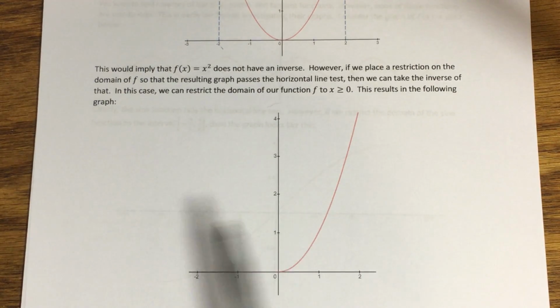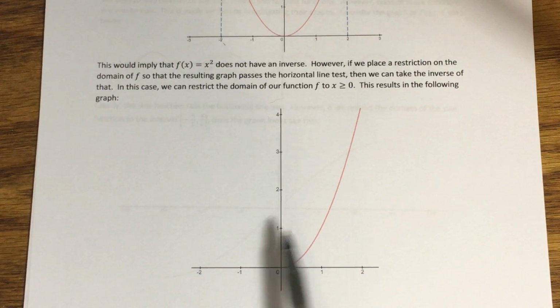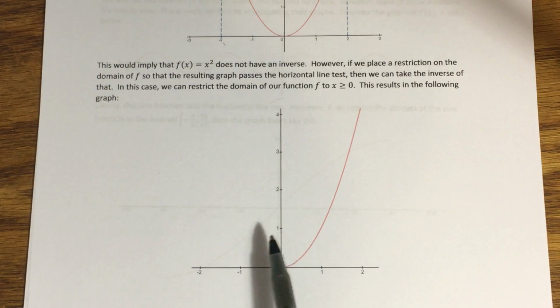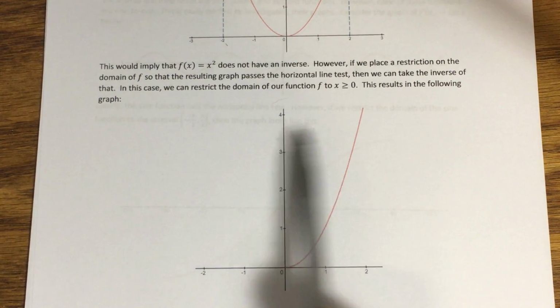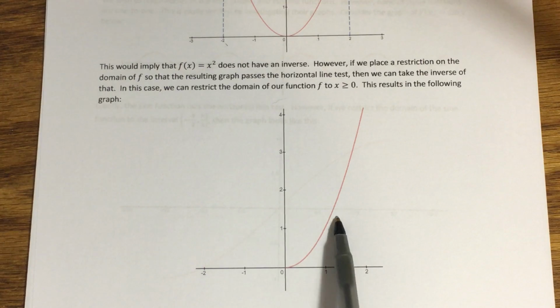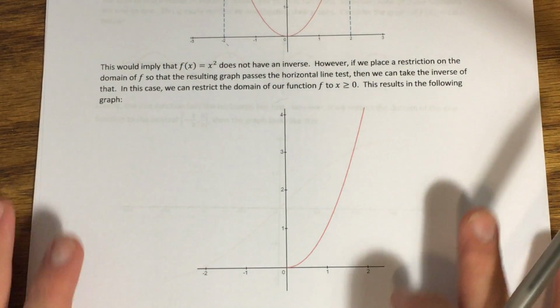And that's totally fine for what we're using this for, because notice the remaining branch of that parabola is a 1-to-1 function. It passes the horizontal line test. Any horizontal line now that passes through this graph will only ever hit this thing one time. And so this is what I can use to come up with the square root function.